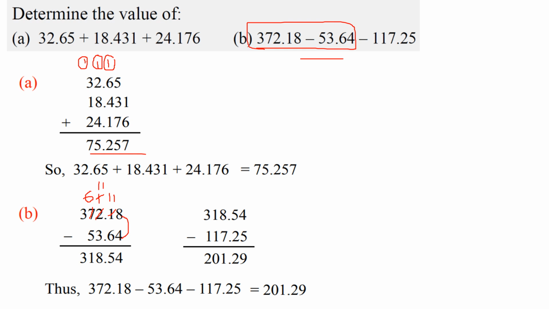Take the result and again subtract the rest of the part, minus 117.25. What is 4 minus 5? Again 4 is smaller than 5, we cannot subtract, so you borrow from here. This will be 4 and this will become 14. 10 plus 4 is 14. 14 minus 5 is 9, and 4 minus 2 is 2, and keep the decimal point. 8 minus 7 is 1, 1 minus 1 is 0, 3 minus 1 is 2. 201.29 is the final answer.